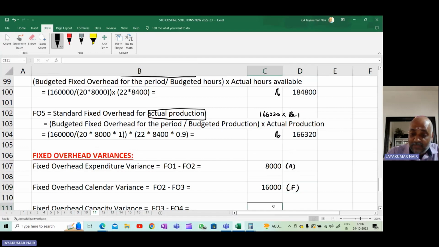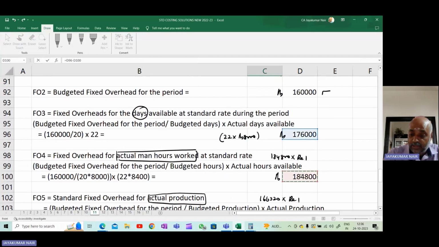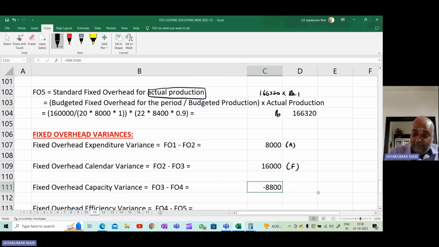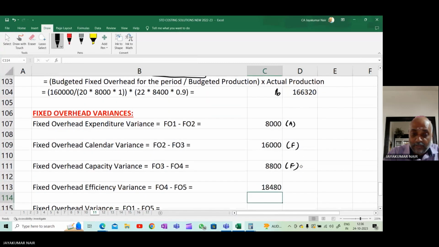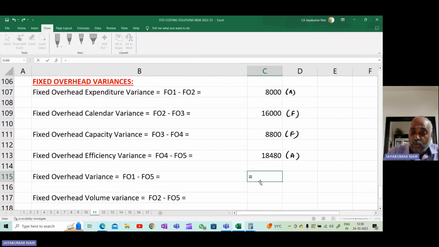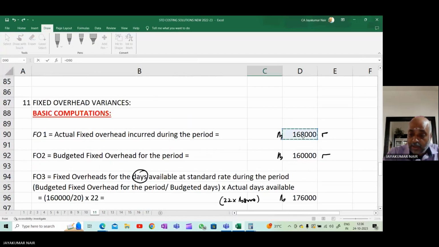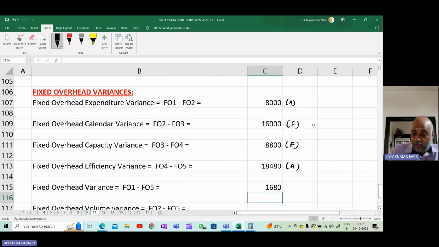Next, capacity variance is FO3 minus FO4. Again, it is negative, therefore favorable. Now, FO4 minus FO5 will give you efficiency variance, and this is positive, therefore adverse. And FO1 minus FO5 will give you positive, therefore adverse.